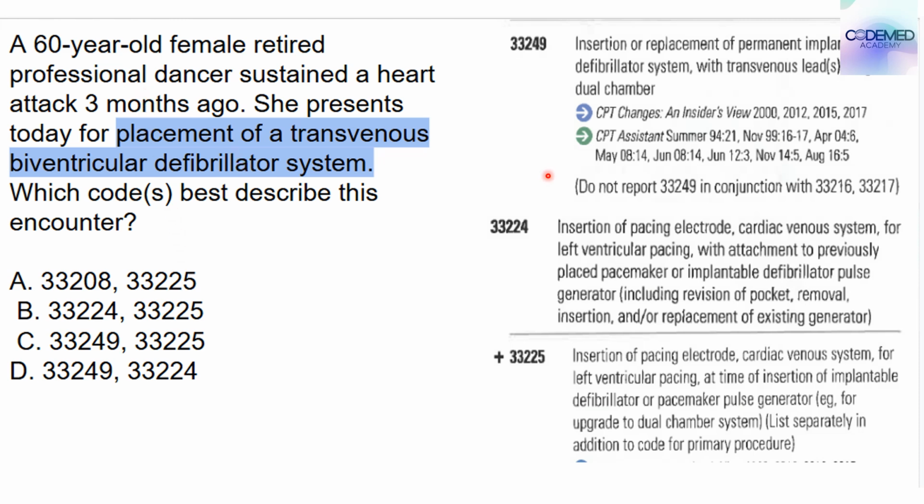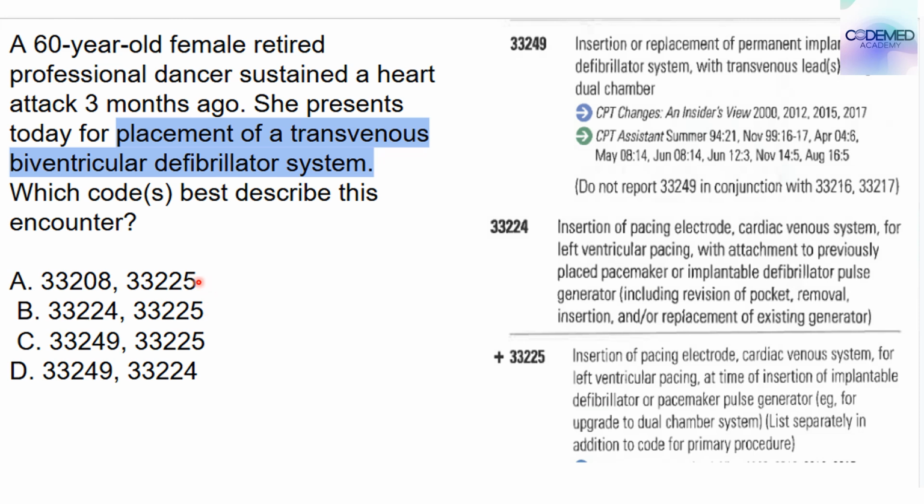Now let us have our drill. What is the system? Defibrillator. How many leads? 3. Why? Because it is a biventricular system and they are putting the system in for the first time. Now we have enough data. Let us eliminate the wrong options.